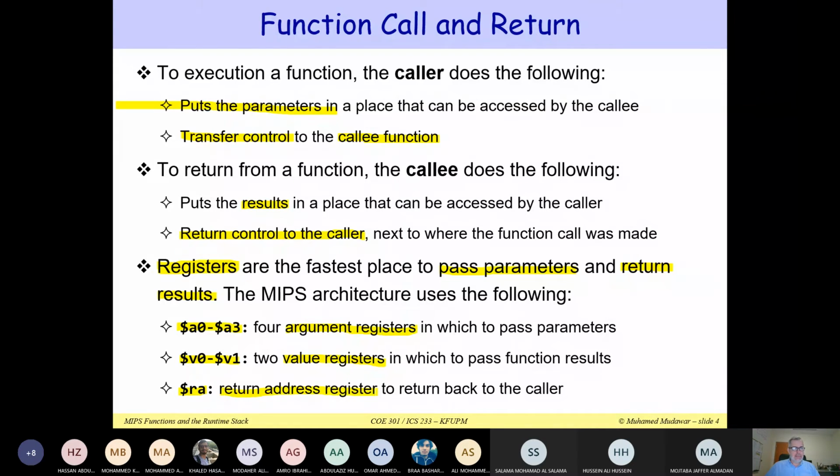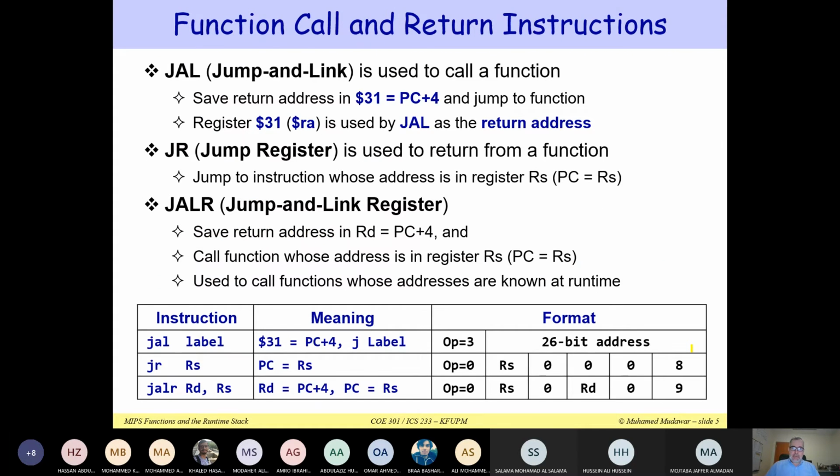This is very important because the function needs to know where to return after finishing its execution. Now, in the MIPS architecture, the call instruction is called jump and link. Jump and link is the call instruction. This is how we write it. Jump and link does a jump, and also it does a link. So it does 2 things.